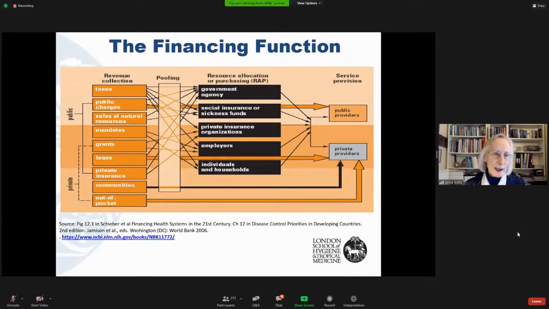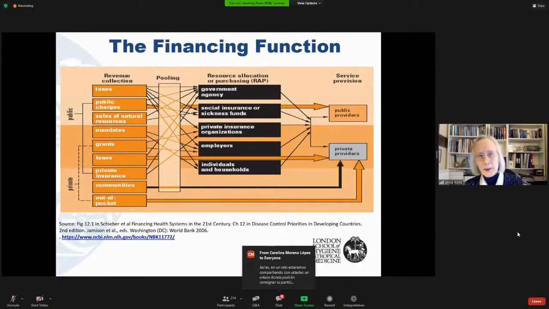On the left-hand side, you have the revenue collection and the various sources of finance to a health system categorized by whether they are public sources or private sources. And then I quite like this diagram for the pooling column, the one in the middle, because it depicts how complex these flows of money are between the sources of finance and the intermediaries that allocate that money. I'm not going to go into that complexity. I'll say a little bit more about that later.